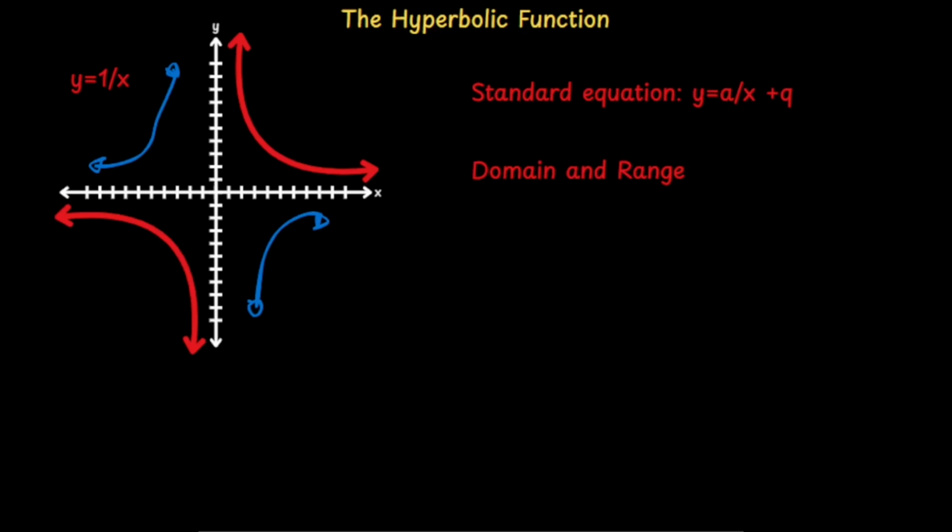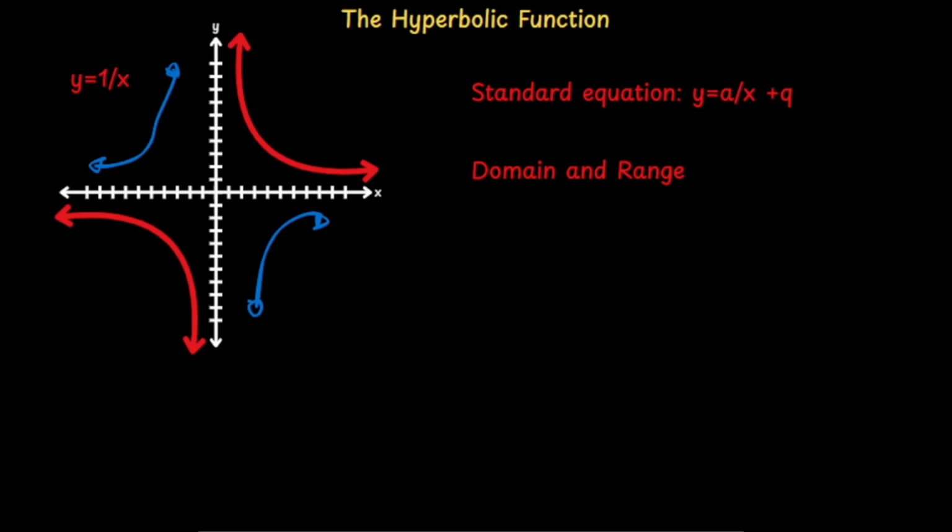If it was -3, this entire function would move down to -3. The horizontal asymptote would move down to -3, meaning that each point on this function would move down by 3 units. It's quite simple. Your q value gives you your horizontal asymptote, right, guys?